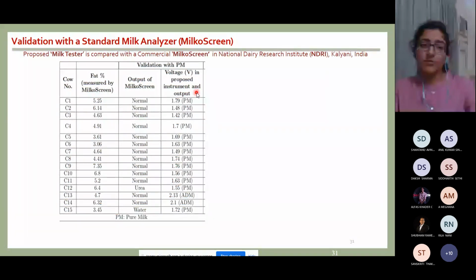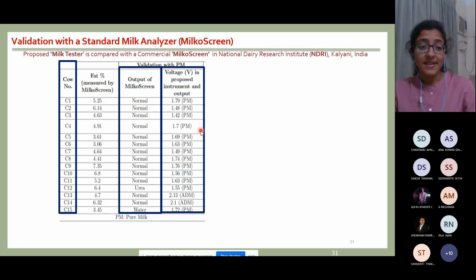We have named it milk tester. So these are the voltage readings, where PM means pure milk and ADM means adulterated milk. The notable result was that it successfully detected the adulterants.